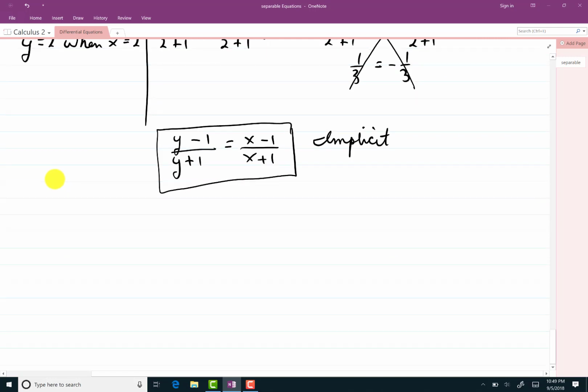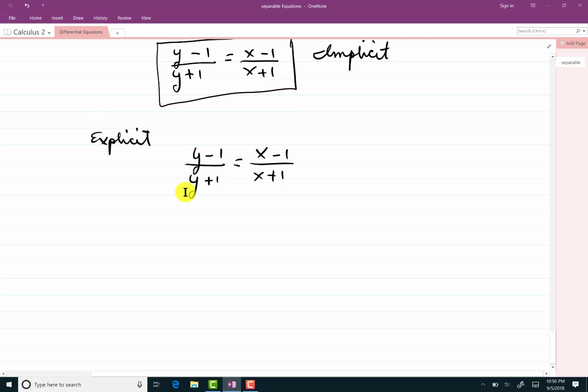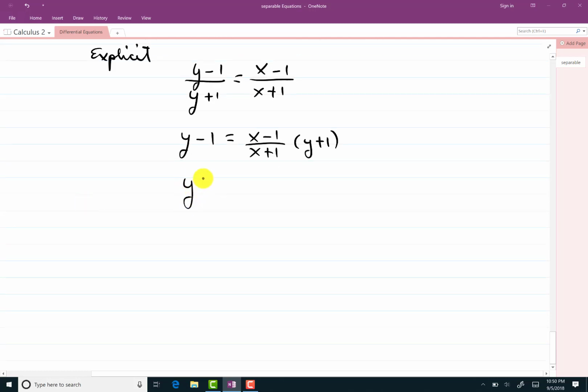Now, for explicit, how do you solve it? Probably the fastest way to do this, we have y minus 1 over y plus 1 equals x minus 1 over x plus 1. Maybe I want to leave x's on one side and get the y's. Maybe I'll keep the y's to the left. So let me go ahead and multiply through by y plus 1. So y minus 1 equals x minus 1 over x plus 1 times y plus 1. So then I have y equals x minus 1 over x plus 1 times y plus 1, plus 1.